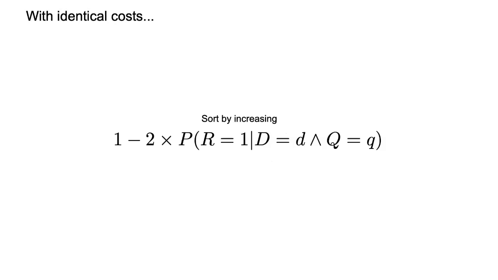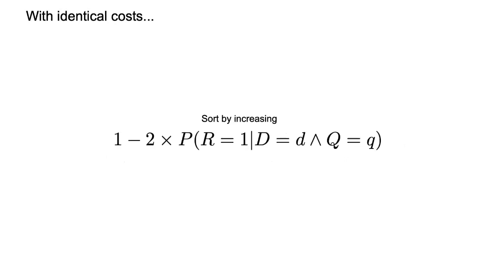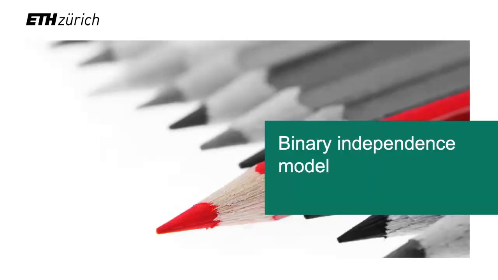we've seen before, right? Because you're sorting this. And again, this is based on sorting this probability of R equals 1 given a specific document and query. Okay. So we fall back to the previous methods because sorting by increasing this is the same as by decreasing this, right? I'm just removing the 1 minus 2 thing. Right? Okay, so this gives us the same method. That was just a parenthesis.